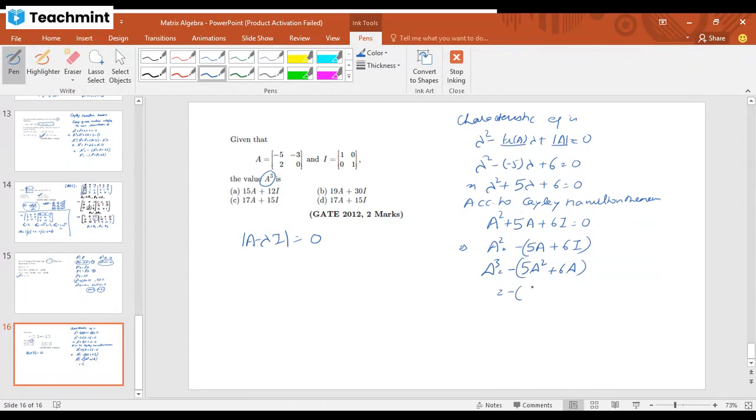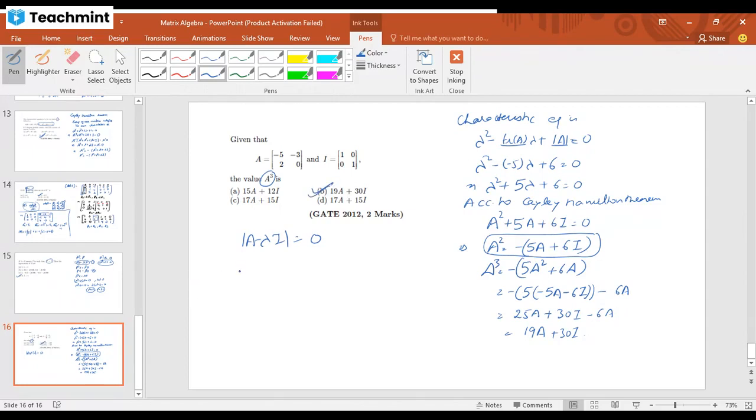And again, what is A square? Again, we use this result here. A square is minus 5 times A minus 6 times the identity matrix. So this is 25A plus 30I minus 6A. So 25 minus 6 is 19A plus 30I. So the correct answer is 19A plus 30I.